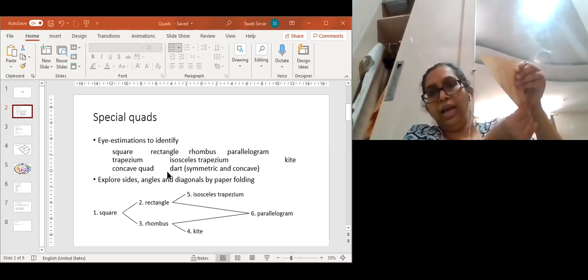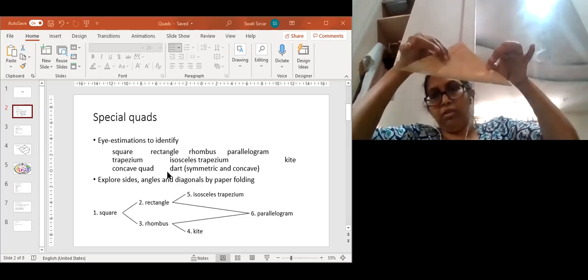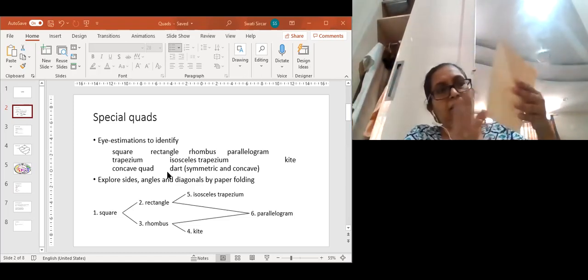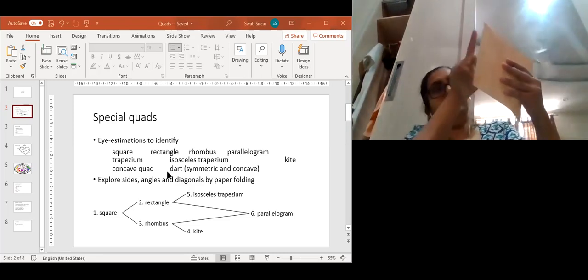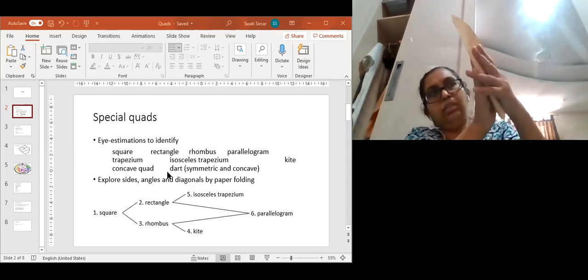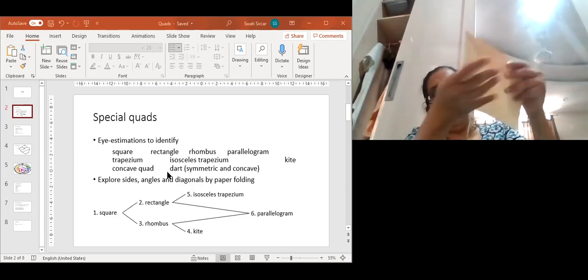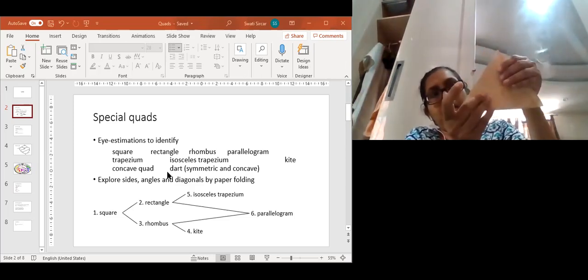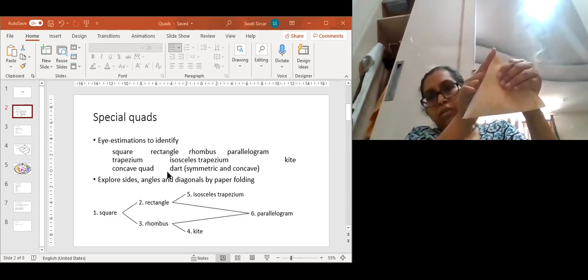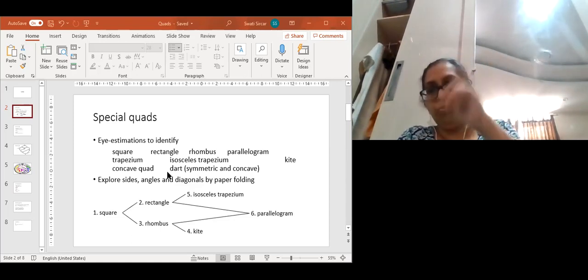Okay. And then you get that these two sides are equal and these two are equal. And of course, these two angles. So it will be like that, if you have A, B, C, D. When you fold it this way, you get AB equal to AD. And when you fold it this way, you get AB equal to BC. So now when you combine them, you get AB equal to AD equal to BC.